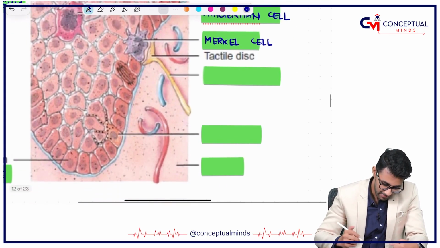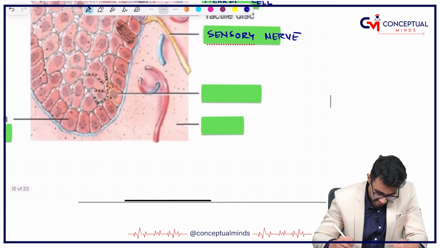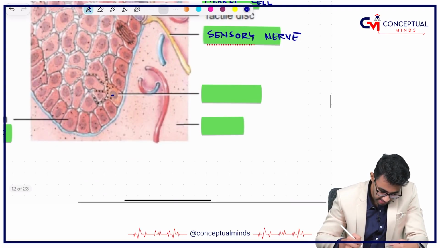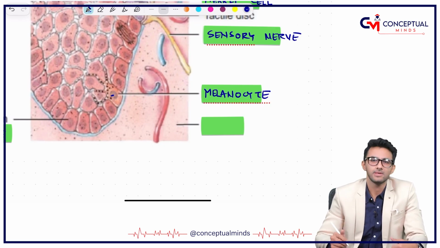Okay, how about the next one? This is just a nerve, right? Sensory nerve. Okay, how about this one? What is this? This is providing pigmentation. This is a melanocyte. Okay, and how about the last one?